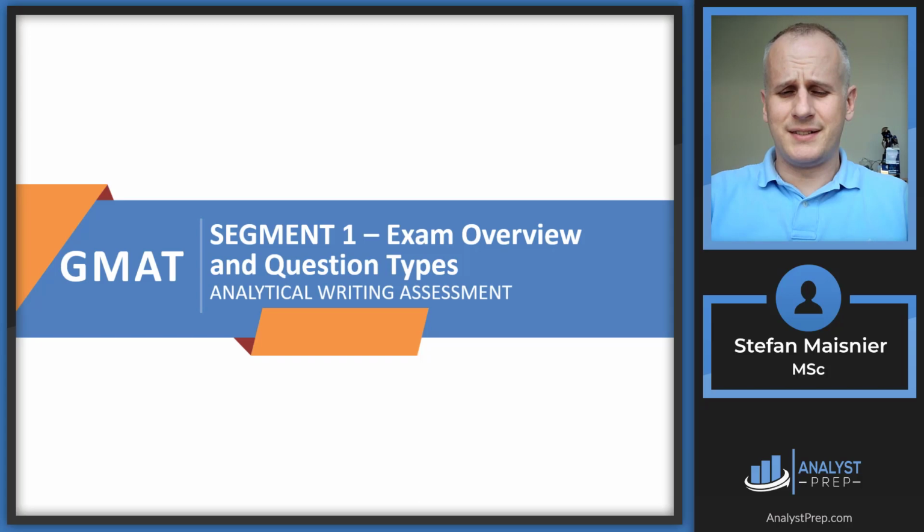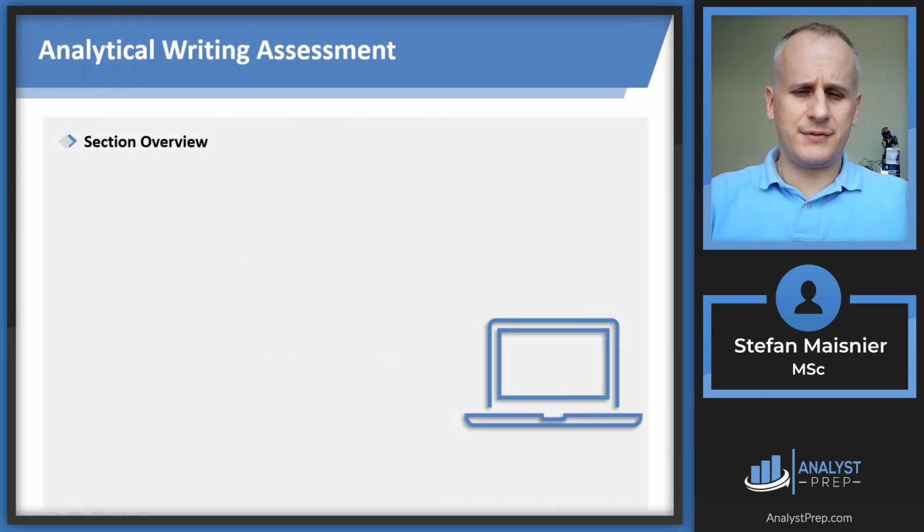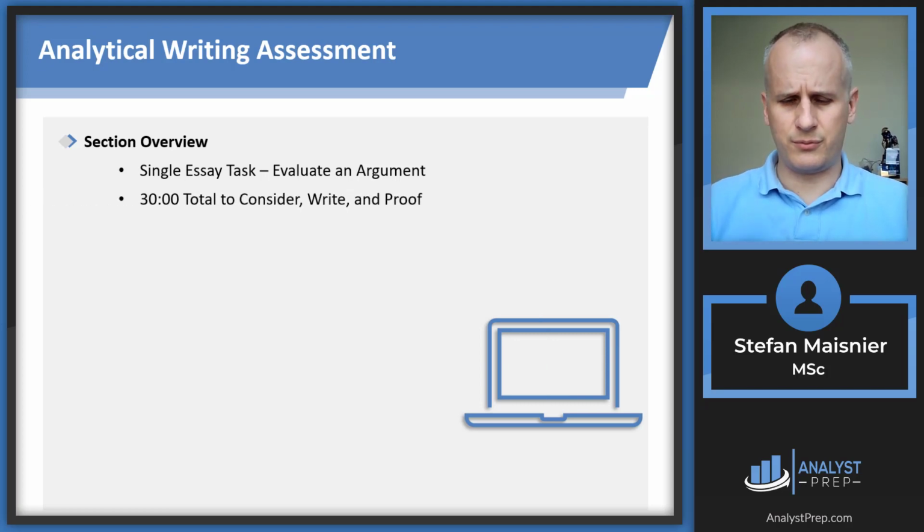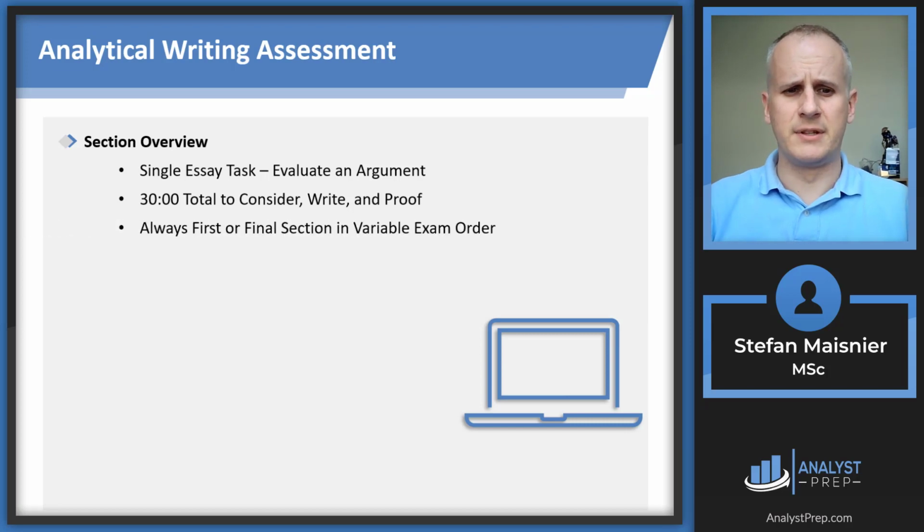Hello and welcome to this lesson on the Analytical Writing Assessment, or the GMAT essay, for the GMAT Graduate Business School exam. As far as the essay goes overall, there's one essay task, which is to evaluate an argument. It'll take you 30 minutes to consider the argument, write your essay, and then ultimately proof your essay. It is always going to be the first or final section in your variable exam order.